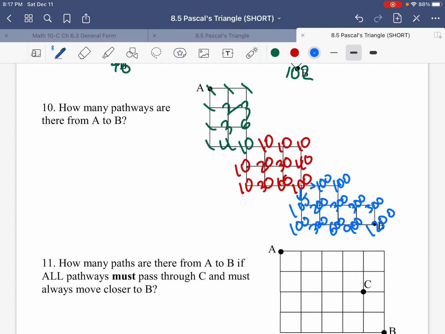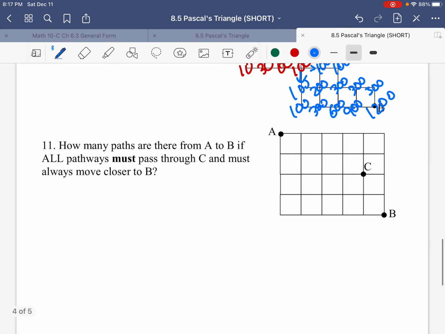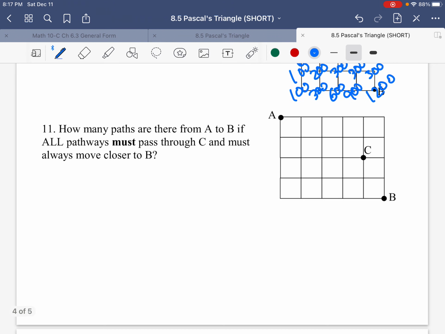And there's no way you're going to list them. Okay? You have to be able to do this, and you have to see what's going on. Now, standard trick question. Of course, there's a trick. Besides these non-standard shapes, they'll throw words at you. How many paths are there from A to B if all paths must pass through C? Must always move closer to B. Now this is sneaky because it means you have to pass through C.